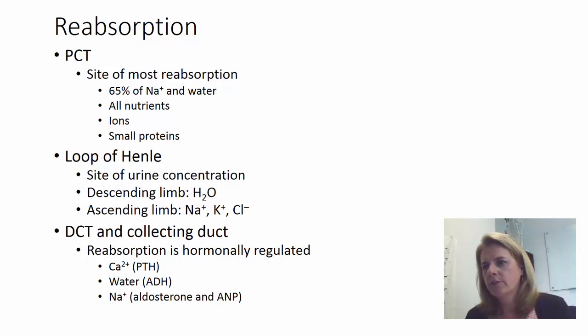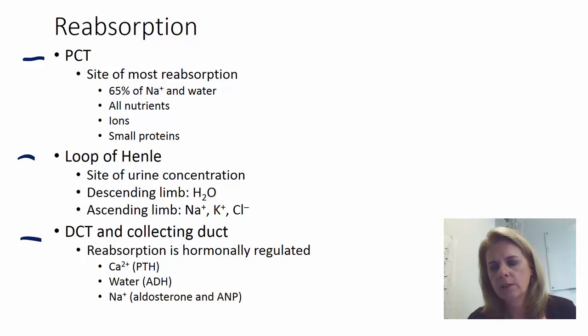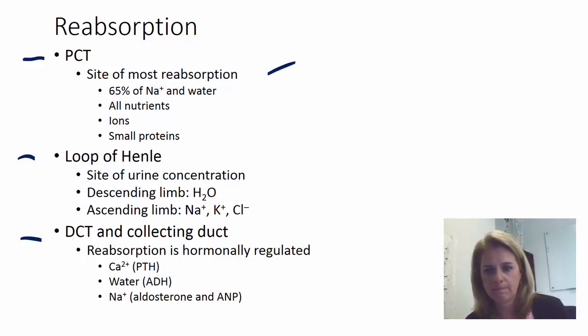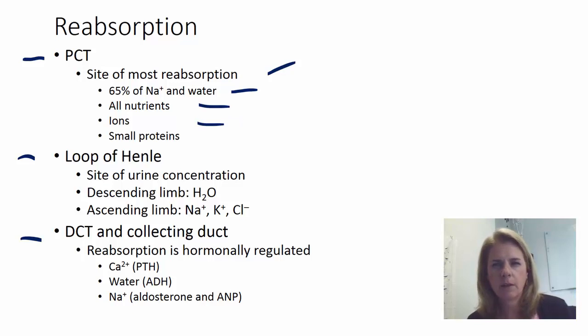So not only do you have filtration, you also have reabsorption and secretion. So reabsorption, tubular reabsorption, occurs in the tubules, in the proximal convoluted tubule, the loop of Henle, and the distal convoluted tubule and collecting duct. You need to know what's happening where. Most of the reabsorption occurs in the PCT. And what happens there is you get most of your water back, most of your sodium back, all your nutrients, your sugars and things like that, small proteins, not the big ones, but the small proteins, and your ions, sodium, potassium, chloride, calcium, just think of all the ions. You want to get all that back so you don't get rid of it.